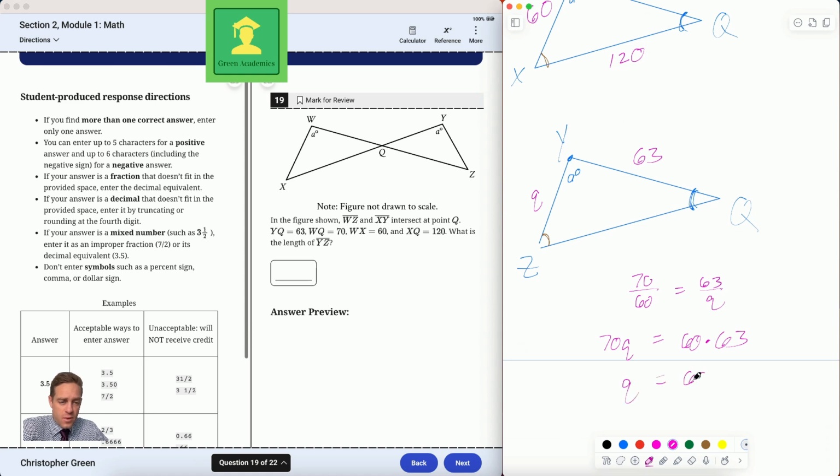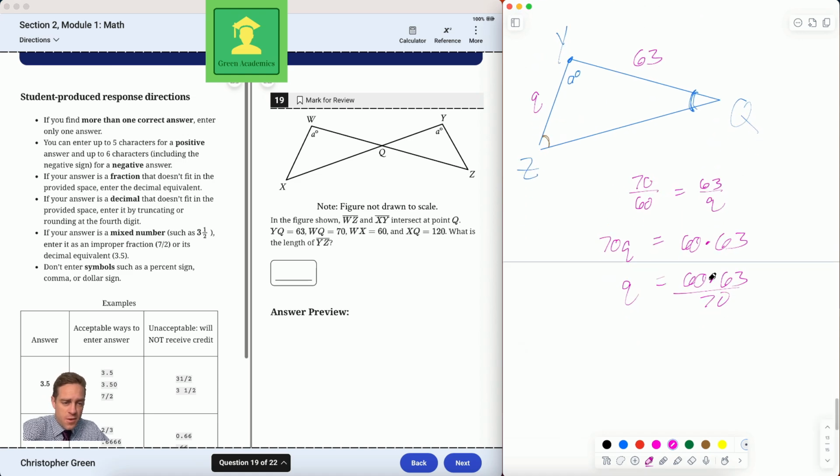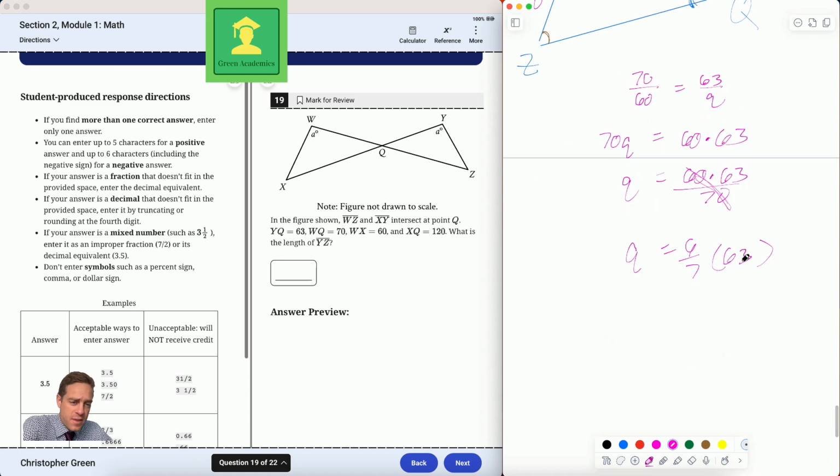And then the answer would be this. And of course, since this simplifies to 6 parts out of 7, it's 6/7 of 63. And you could have said that 63 over 7 was a 9, which makes the answer 54.